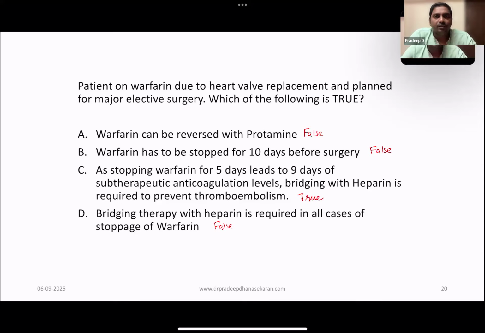on heparin. Whereas in the heart valve patient, if you stop the warfarin for 5 days and restart the warfarin after surgery, it will take 3 to 4 days to achieve therapeutic anticoagulation levels. So that means for 9 days the patient will not be on anticoagulation. That will precipitate thrombosis, atrial fibrillation, etc. in a valve kind of patient. In such patients, bridging therapy is required. Not all patients require bridging therapy. So this is a true statement.